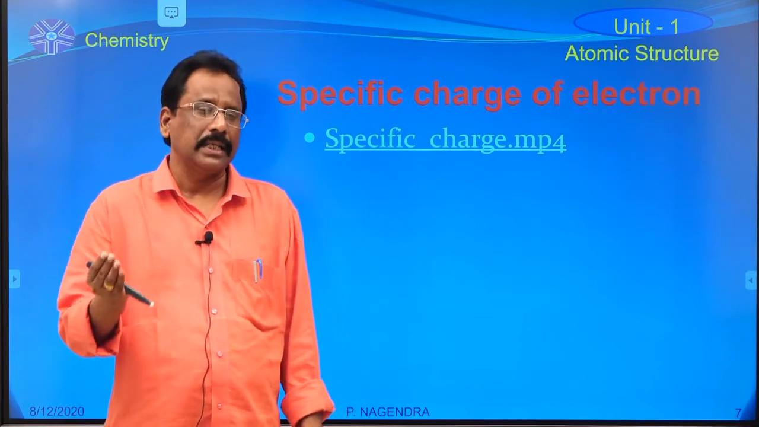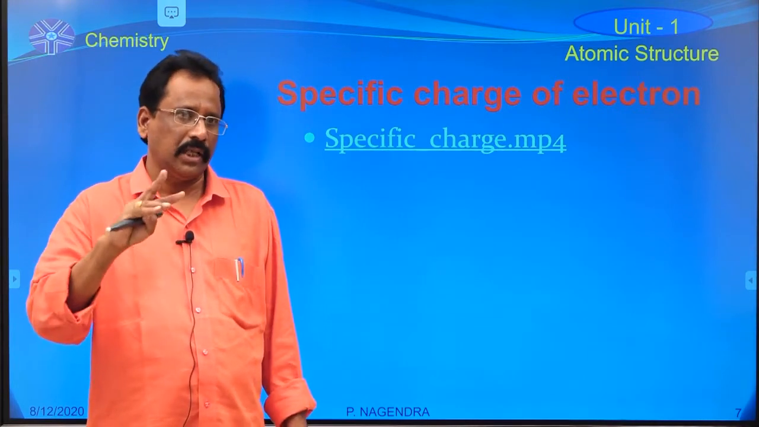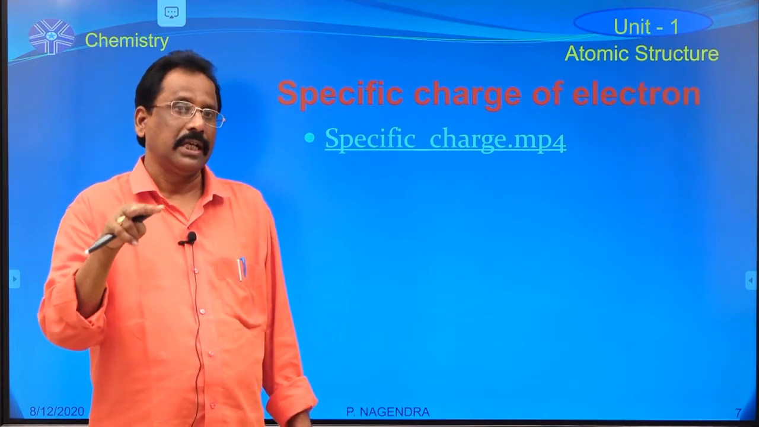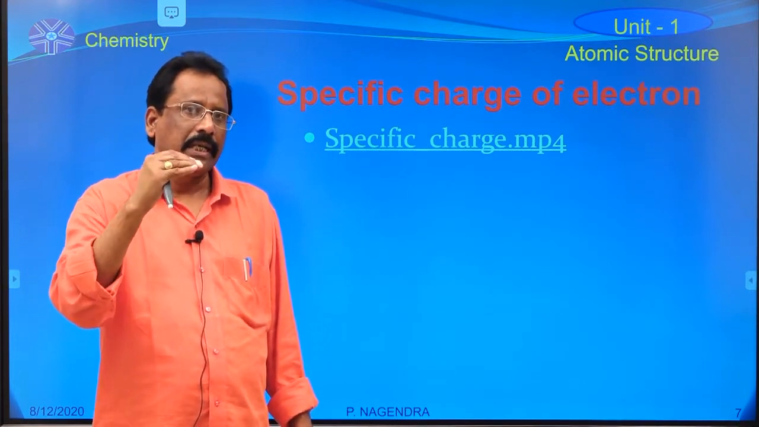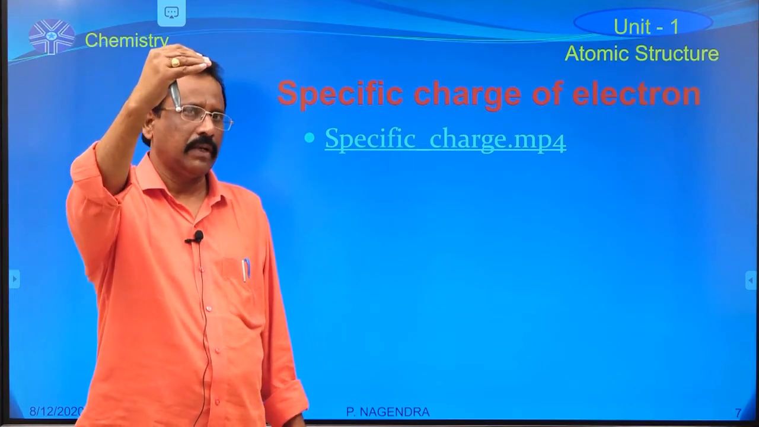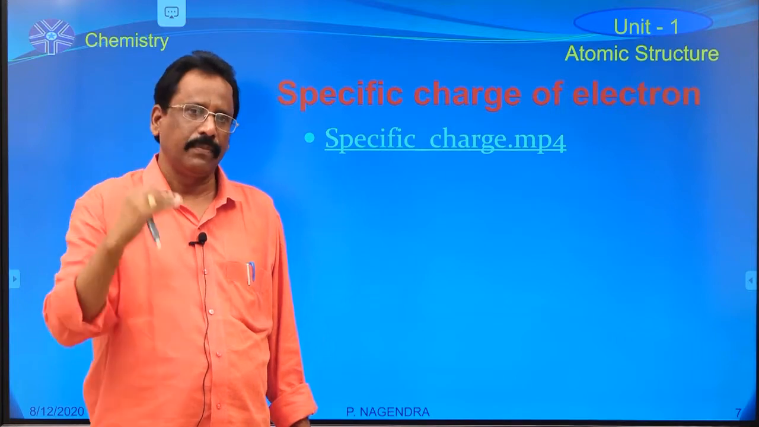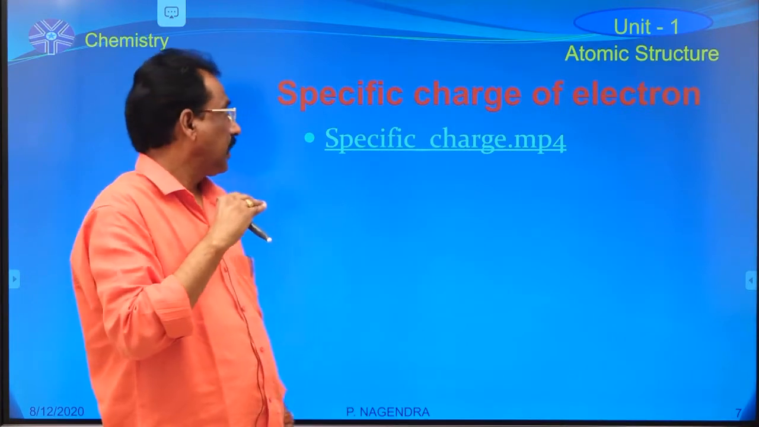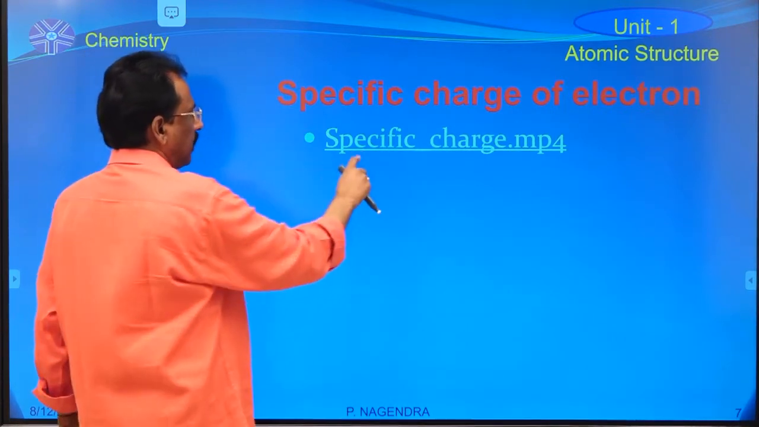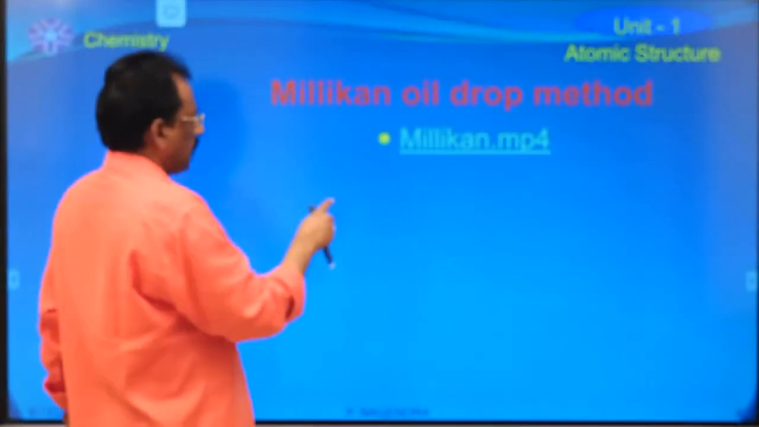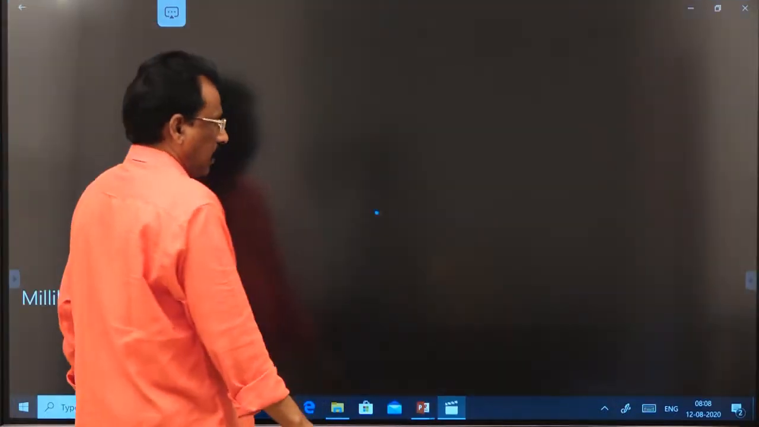And the next one is charge of the electron. There is a lot of difference between specific charge and charge. The specific charge means it is the ratio between charge of the particle and mass of the particle. Formula is e/m. And now the Millikan oil drop method experiment is used to determine the charge of the electron.